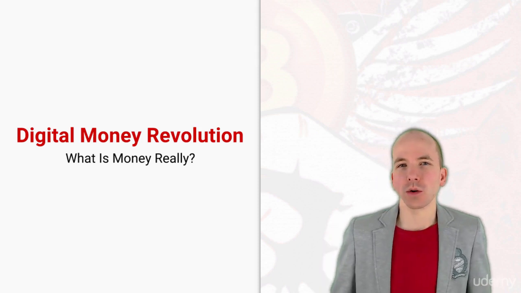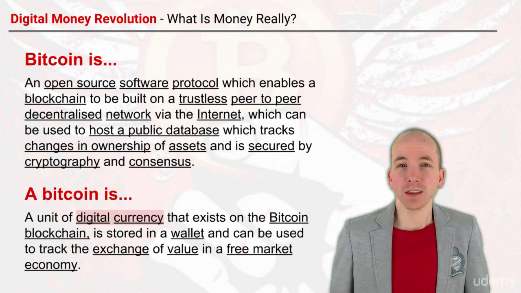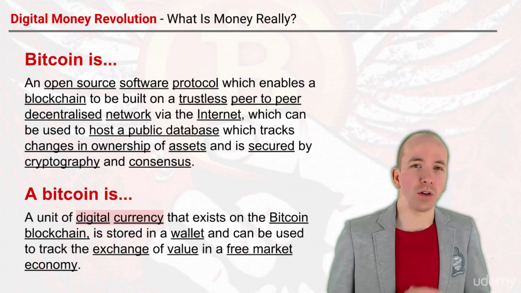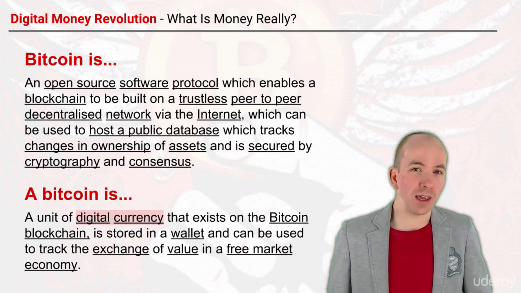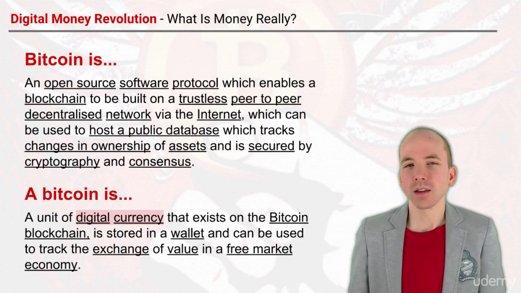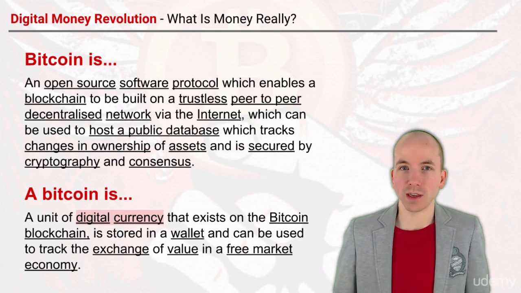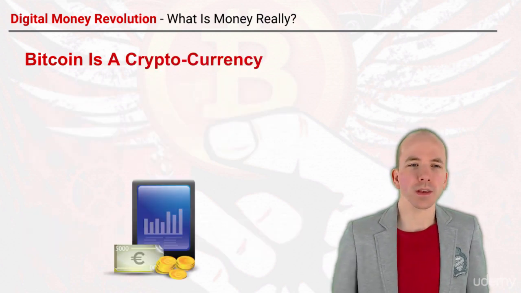Now, in this lesson, we're going to go into the question of what is money, really? If we go back to our definition here, we've now moved on to Bitcoin with a small b, which is the currency that runs on the Bitcoin network. And the first part of my definition here says that a Bitcoin is a unit of digital currency. So let's take a look at that.